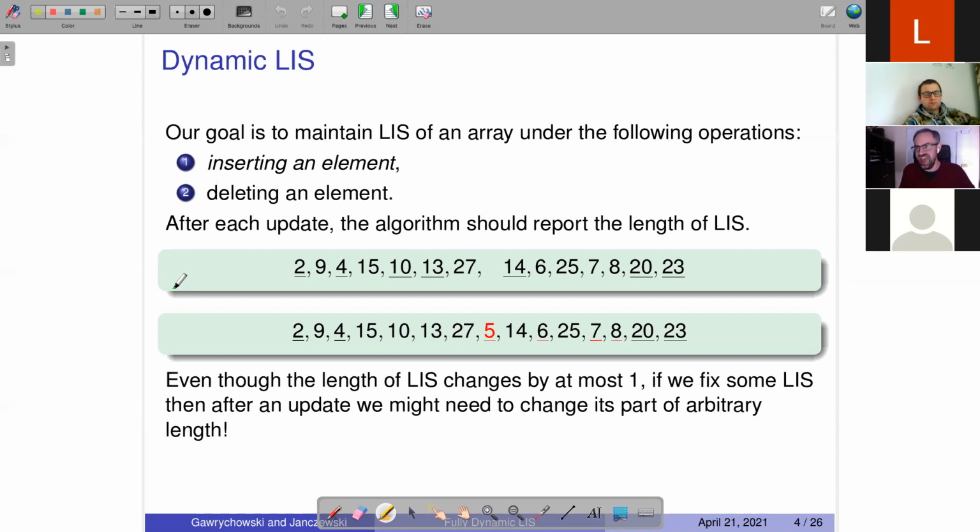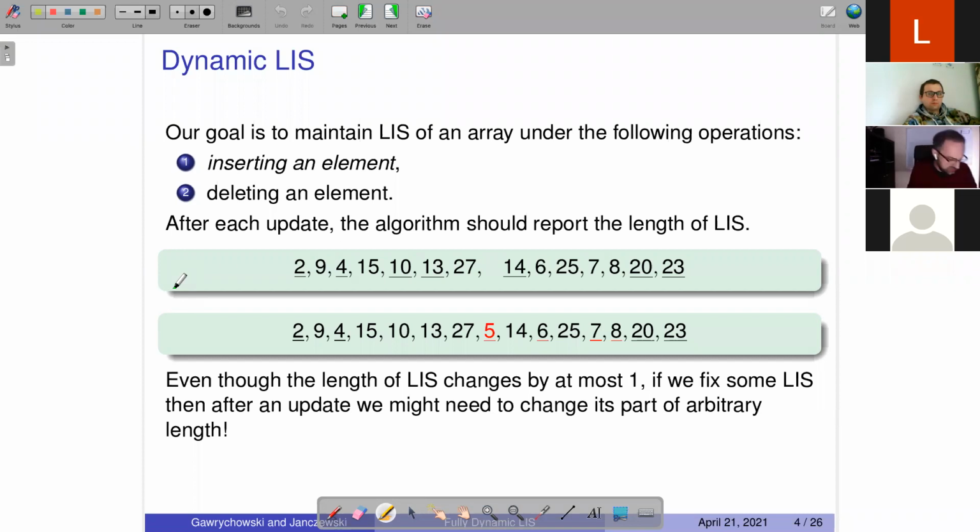So even though the L that you should output changes by 1, the witness, which is the corresponding subsequence, might change dramatically. So before inserting 5, it was 2, 4, 10, 14, and 20. And after inserting 5, it turns out that you need to take 2, 4, 6, 7, 8. Okay, so 7 and 8 were not part of the previous longest subsequence. So even though the answer doesn't change by much, the witness might change, and you need to keep track of this witness, maybe not store it explicitly.